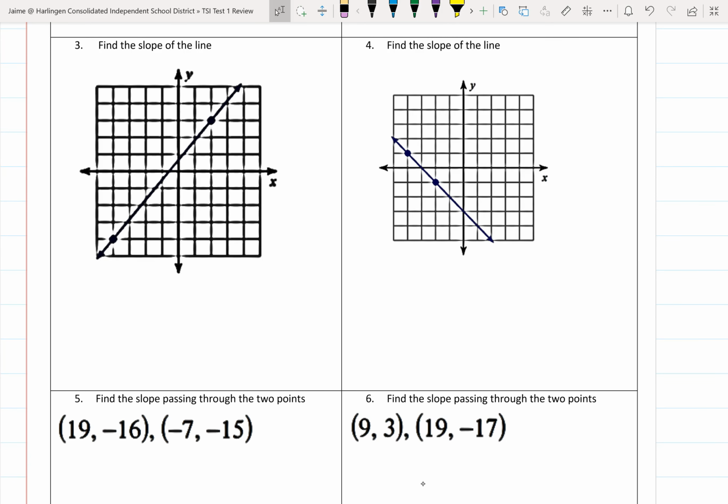Number 3 and 4 here is to find the slope. So remember that to find the slope, we're going to do the rise over the run. And to get the rise, usually start from the bottom point. So here's my bottom point right here. So how many times do you rise until you're even with this point, or trying to get even with the point there?